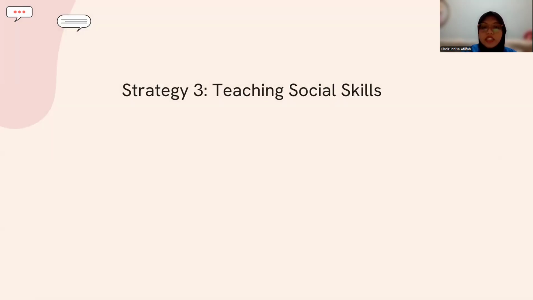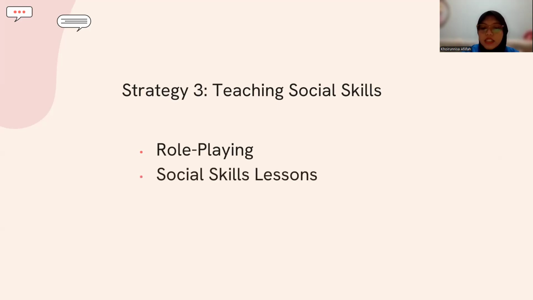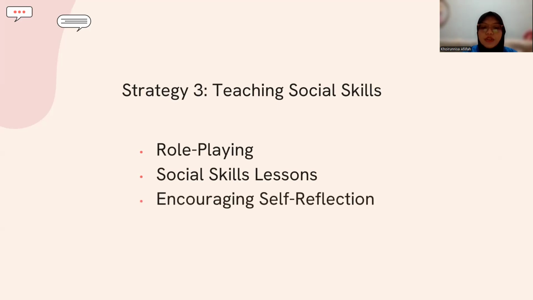The third strategy is teaching social skills. Miss Brown can teach Jake social skills to help him manage his behavior. Role-playing different scenarios to teach Jake how to interact with peers and teachers, and then incorporating social skills lessons into the curriculum to teach Jake how to communicate effectively and respect others, and then encouraging Jake to reflect on his behavior and identify what he can do differently to improve.